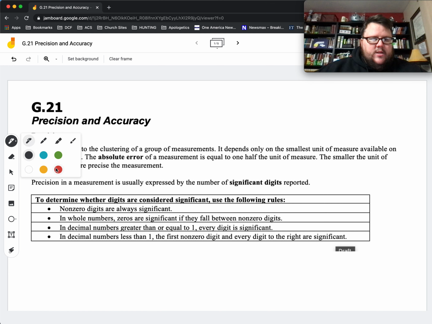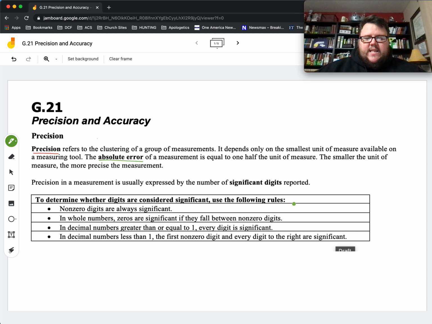Precision, right here, refers to the clustering of a group of measurements. It depends only on the smallest unit of measure available on a measuring tool. The absolute error of a measurement is equal to 1/2 the unit of measure. The smaller the unit of measure, the more precise the measurement will be. Precision in a measurement is usually expressed by a number of significant digits reported.